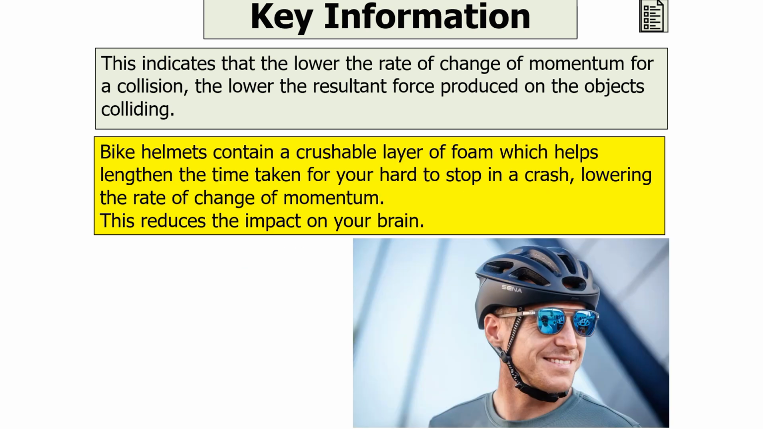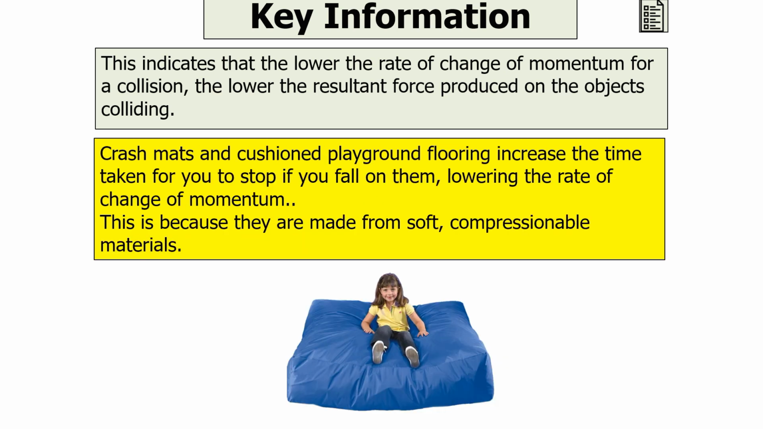Bike helmets contain a crushable layer of foam which helps lengthen the time taken for you to stop in a crash, lowering the rate of change of momentum. This reduces the impact on your brain. Now, crash mats and cushioned playground flooring increase the time taken for you to stop if you fall on them, lowering the rate of change of momentum because they're made from soft, compressible materials.